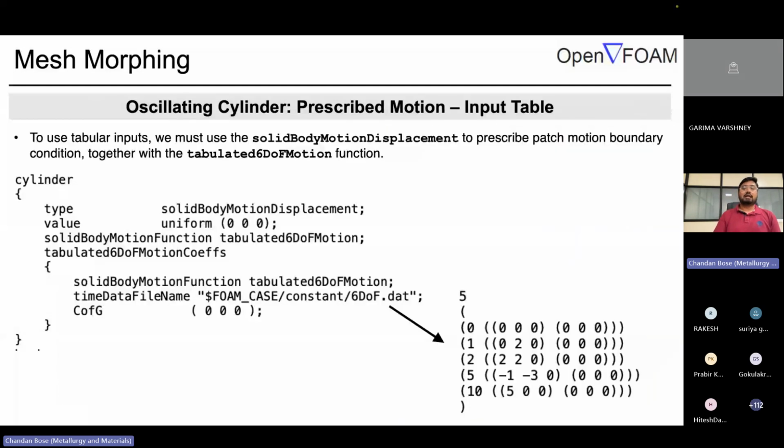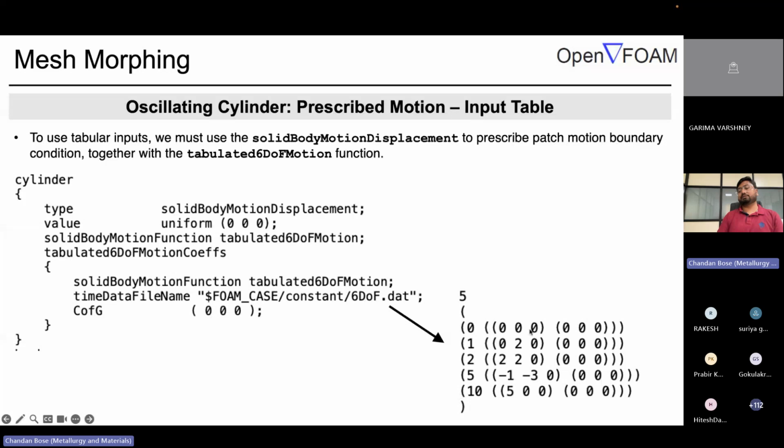All right. Now, the second type where we want to prescribe a motion, but we do not have any particular continuous function to incorporate that, we can include this type of tabular form where it shows that the first number, 5, is actually the number of time steps.